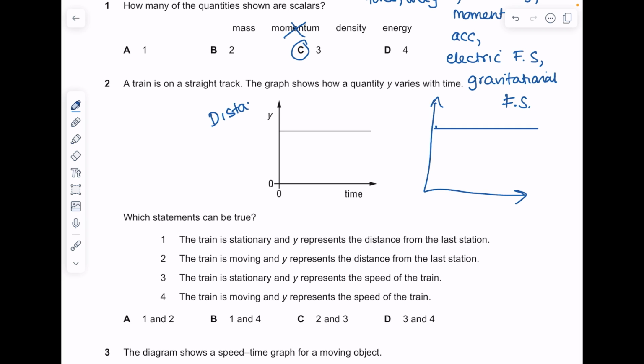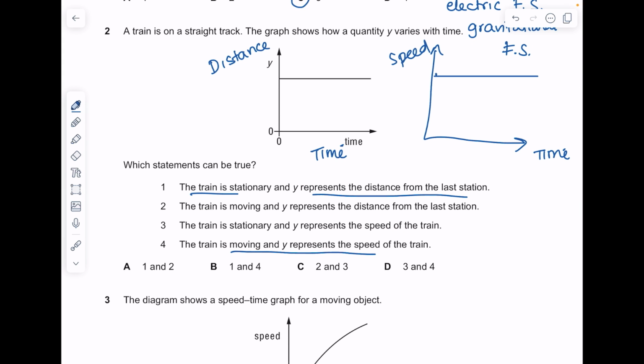So for argument's sake, we're going to say that this is a distance time graph. And then because the train doesn't change its distance, it means that it must be stationary, and that y represents the distance from the last station. Yes, that would be true if the y-axis referred to distance. And then what happens if it was a speed time graph? Well, this time you'd say that the train was travelling at constant speed, and that obviously the y-axis refers to speed, so this one would be correct. So I think it's 1 and 4, which is option B.